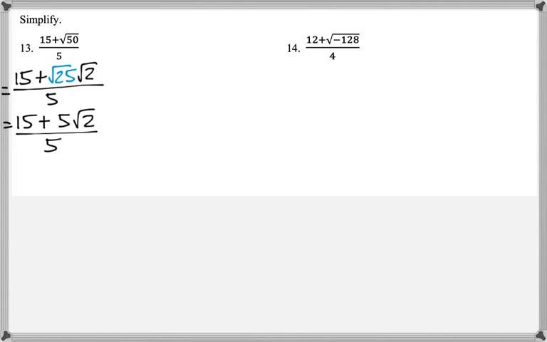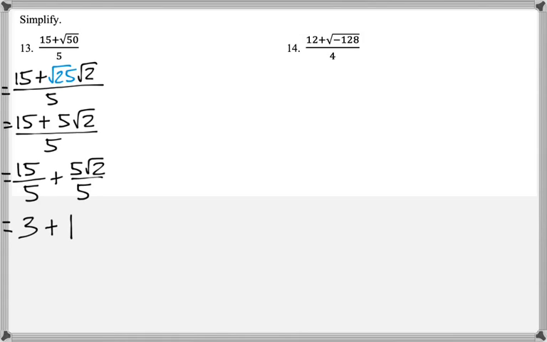Next, I want to split this up into two fractions. So I'm going to give the denominator 5 to both of these. And then I want to reduce these fractions. So 15 over 5 reduces to 3. And this 5 divided by 5 reduces to 1.